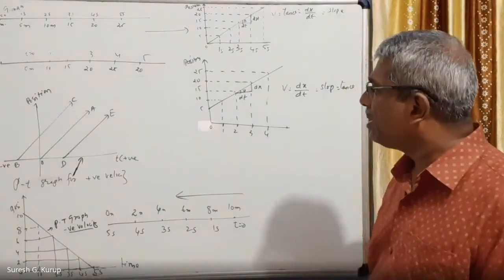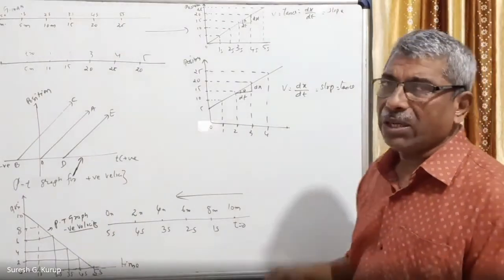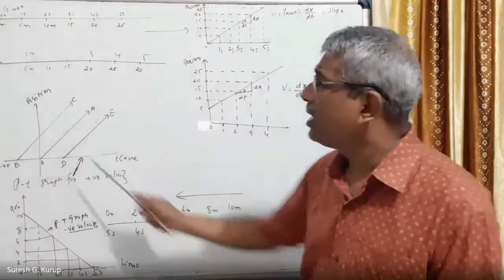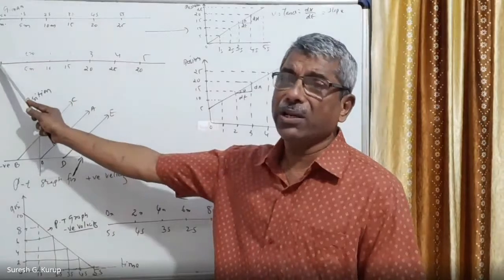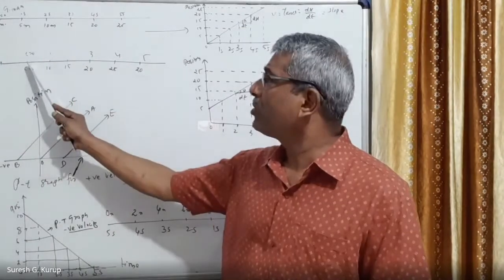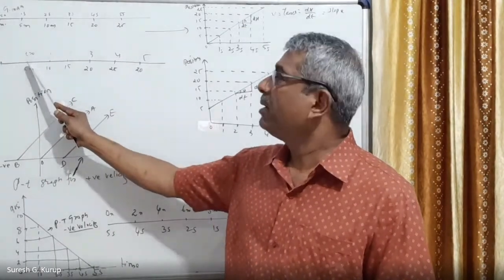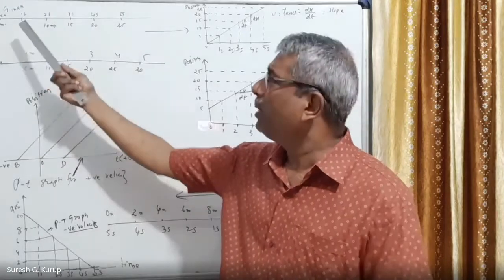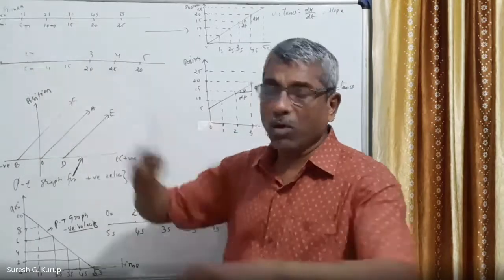Suppose the body is not starting from the origin, then what happens? This is the origin. You are standing at this position. At that time the body was here. That is t equal to 0. Maybe the time at that moment by your watch is 9 a.m.